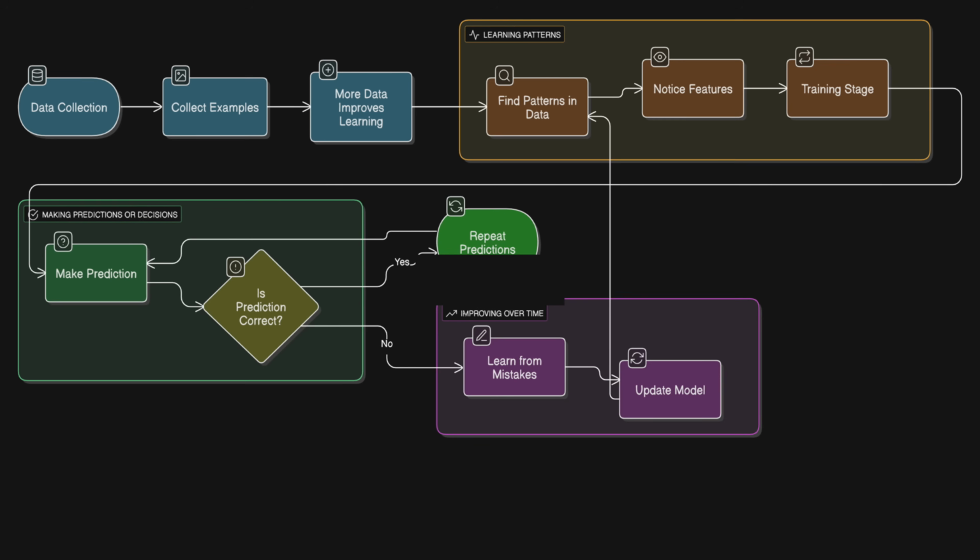Here you can see the block diagram of how does AI work. Here you can see data collection, collect examples, and more data improves learning. Then learning patterns. Find patterns in data, notice features, and then training stage. The next one is making predictions or decisions. Make prediction. If prediction is correct, then repeat the prediction. If prediction is wrong, then learn from mistakes and update the model.